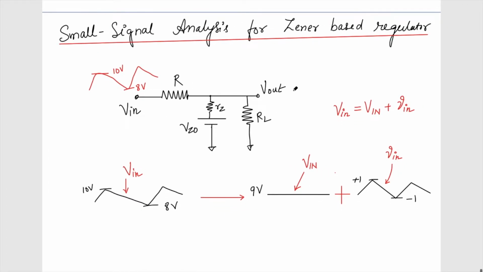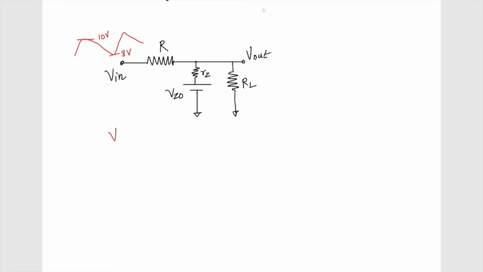So I want to know what is the small change, what is basically this small v out for this one, given that small v in is going from +1 to -1. So now for the time being, let's remove this RL for simplicity, and we will come back and include this RL later on.